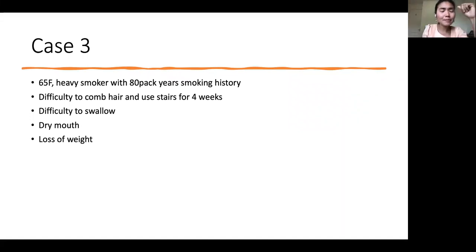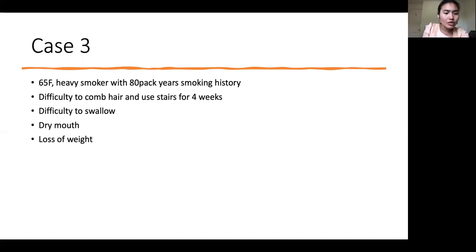she's a heavy smoker. She presented with difficulty to comb hair and use stairs for about 4 weeks. She finds it difficult to swallow, and she also reported a dry mouth. Her mouth has been really dry, and she reported significant weight loss of about 2 stones, which is about 15 kilograms, and her body weight prior was, let's say, 70 kilograms. So that means more than 10% loss, about 20% loss. That's significant.